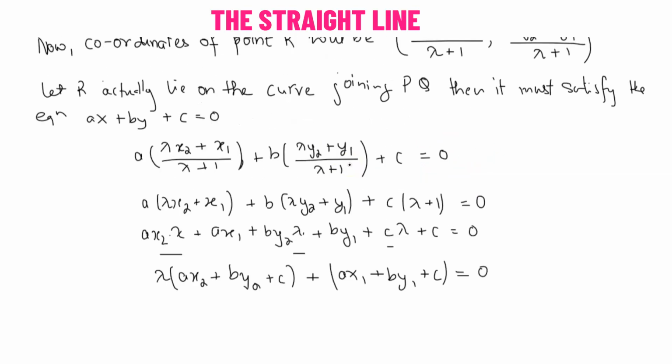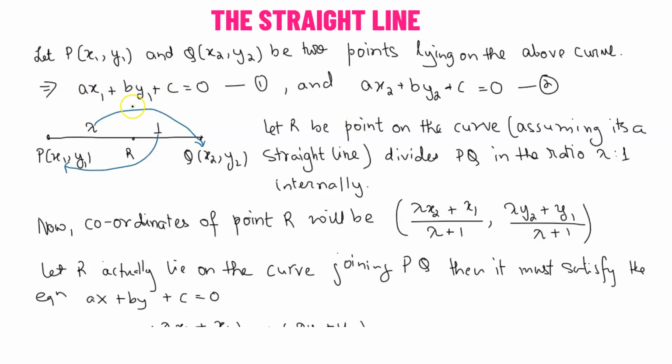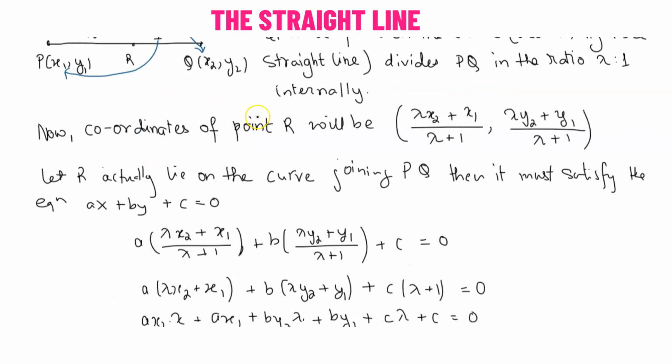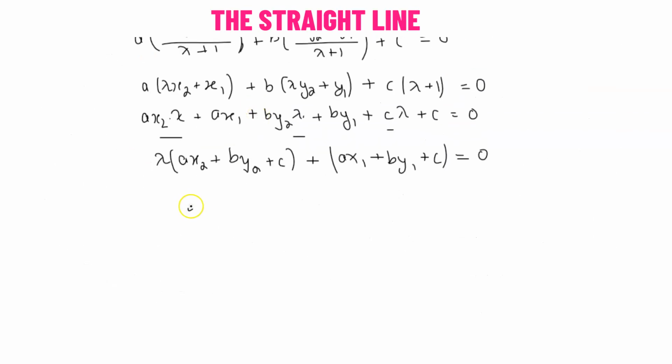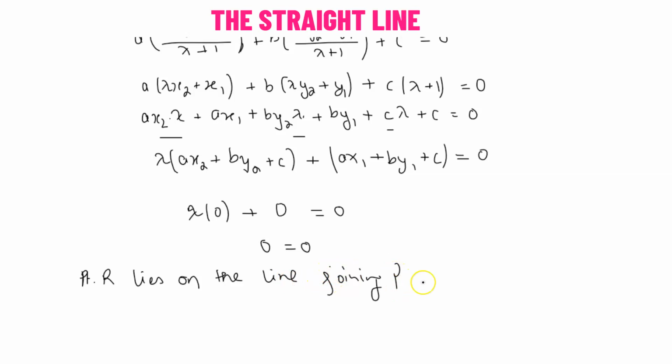Now, if we use equations number 1 and 2, we have already defined that ax1 + by1 + c = 0 and ax2 + by2 + c = 0. If we substitute these two values from equations 1 and 2, we get lambda times 0 plus 0 equals 0. Which tells us that the point R lies on the line joining P and Q. That means it was a true assumption when we considered R to be dividing the line segment joining P and Q in the ratio lambda is to 1.